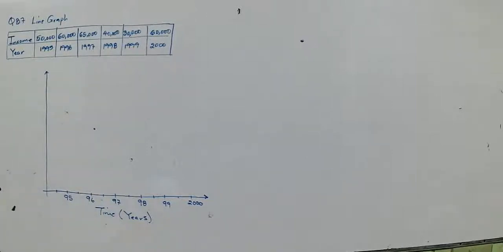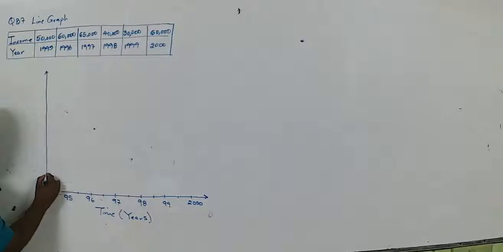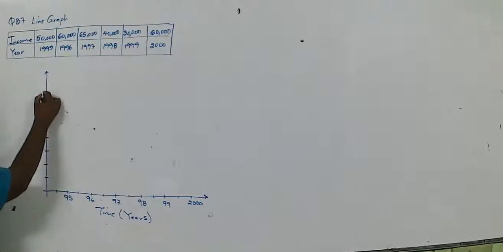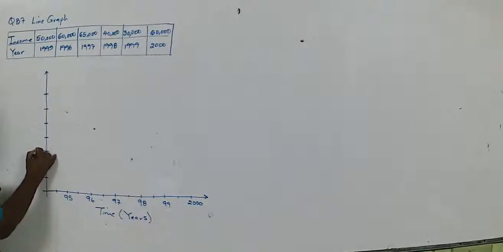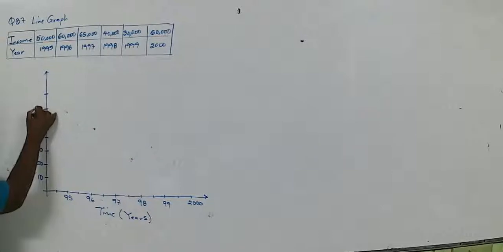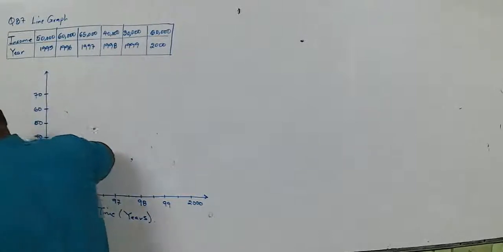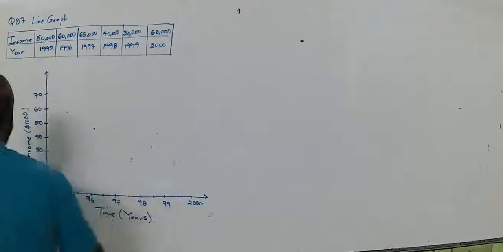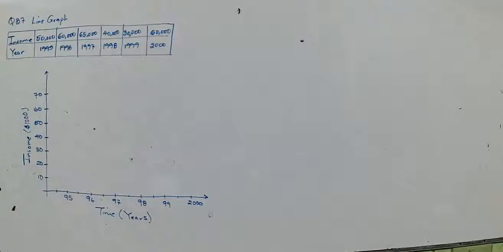Now, on the vertical axis, it's 1 centimeter to $10,000. So that's 10, 20, 30, 40, 50, 60, 70. Over here is income, and this is in thousands of dollars. Yes, ma'am, you must do it on your graph sheet, hence the term line graph. So the 10 here is what? $10,000. Let's start plotting.